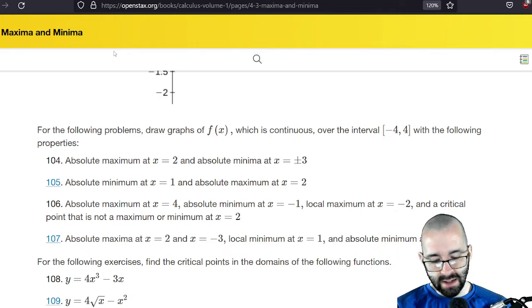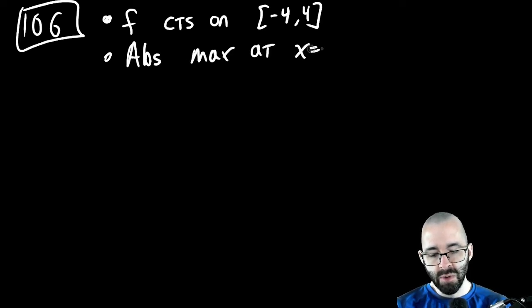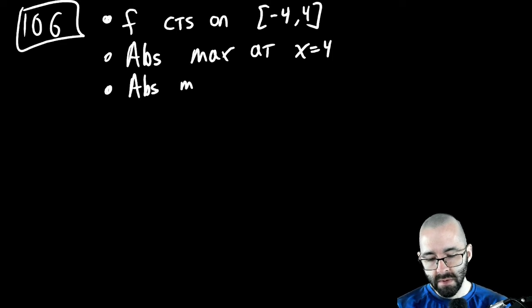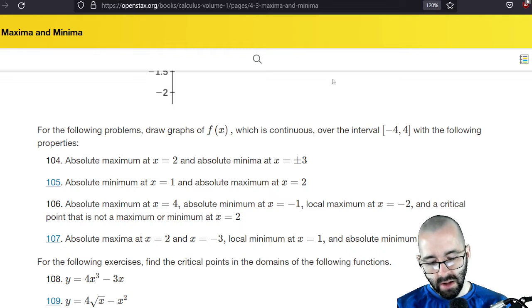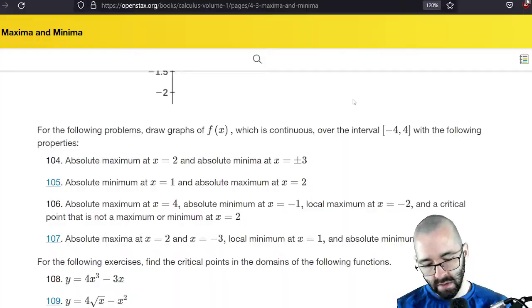And 106 says it has an absolute maximum at x equals 4. So when x equals 4, that has to be the tallest point in this whole interval. Absolute minimum at x equals negative 1. There's a lot here. Local max at x equals negative 2. And critical point that's not a max or a minimum at x equals 2.